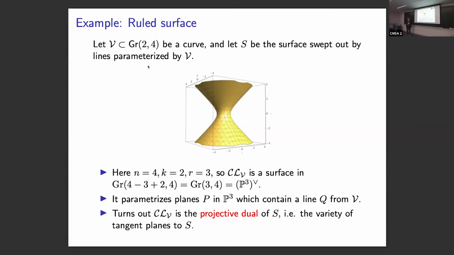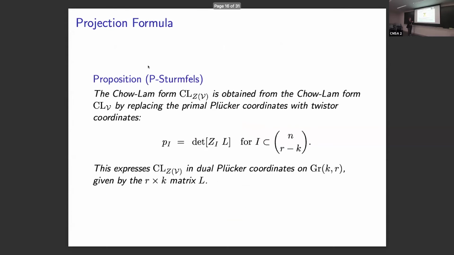But we're here at a physics math conference, so we care maybe about particular subvarieties of the Grassmannian, namely, skipping ahead, subvarieties that appear in the boundary of the positive Grassmannian, or positroid varieties. First I'm just going to say the thing that has maybe been implicit throughout my talk, which is that the projection interpretation still works. You can still take your Chow-Lam form, replace all your Plückers by twistors, and you just get the equation.